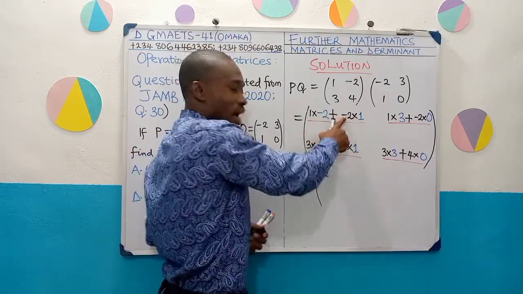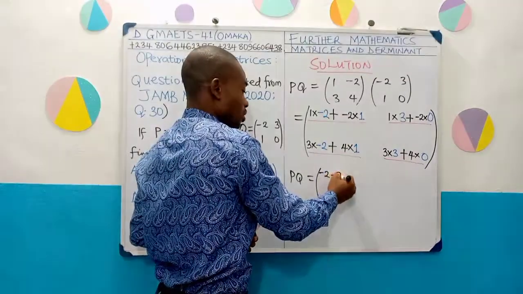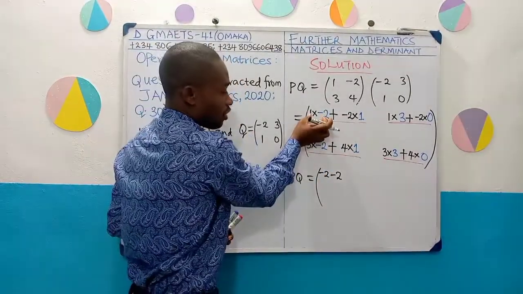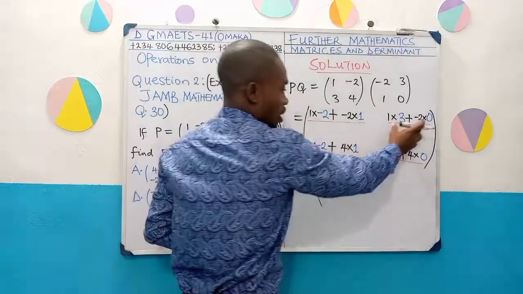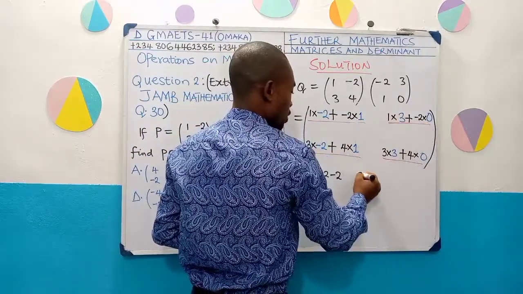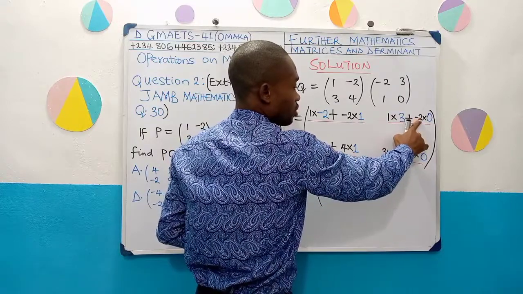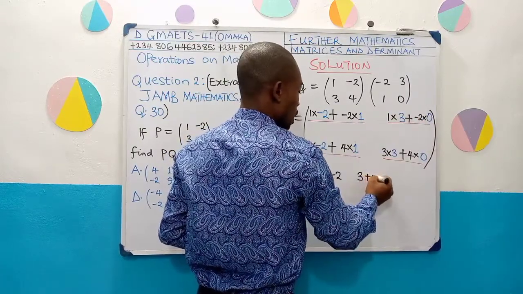This plus times minus is minus. So we're going to have minus 2. This one gave us minus 2. This one gave us minus 2. Plus times this minus is minus. Then I'll come over to this. 1 times 3 is 3. I'm going to add it to minus 2 times 0 is 0. So it's going to be plus 0.